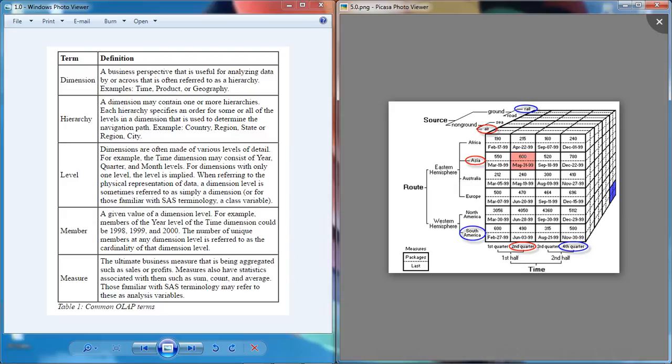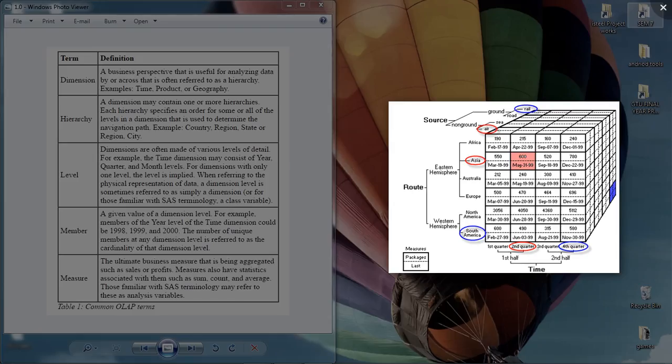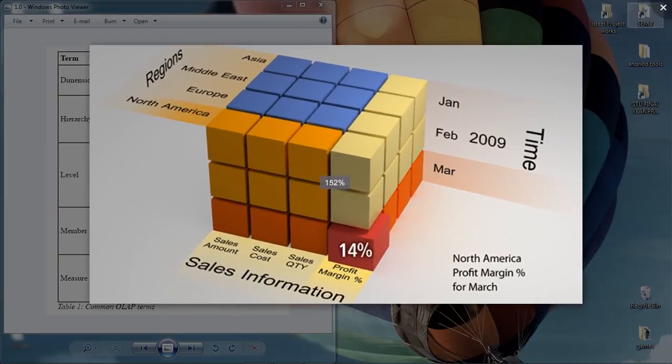For Asia we have different levels, like sea level, air level, road level, rail level. Here there is also a hierarchy: source, then ground and non-ground. Non-ground has air and sea, ground has road and rail. Here also time has first half and second half. First half has first quarter and second quarter, second half has third quarter and fourth quarter. Here is an example of how it all works. Now this is the main example.